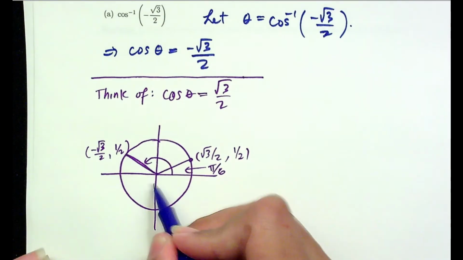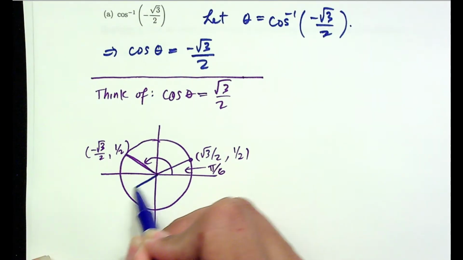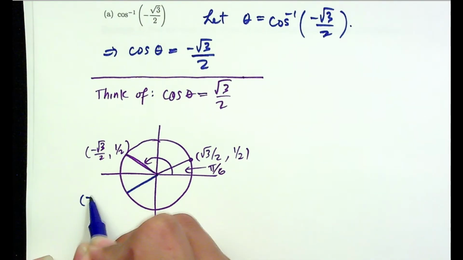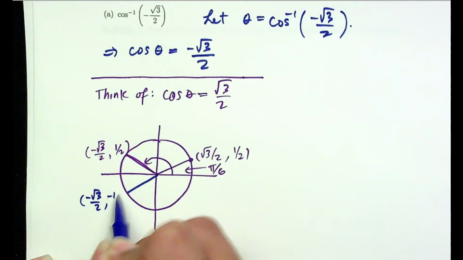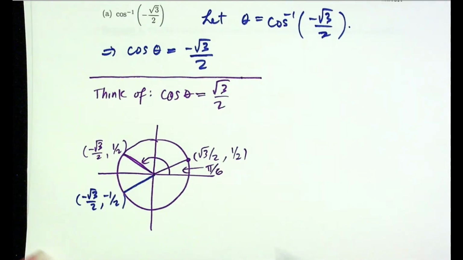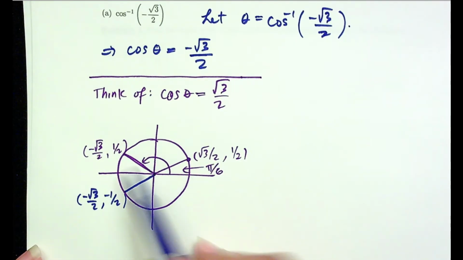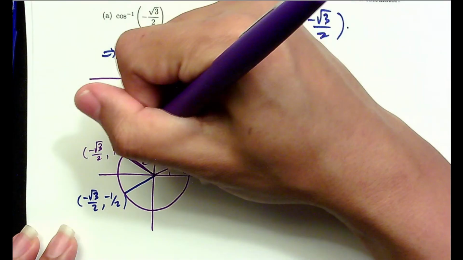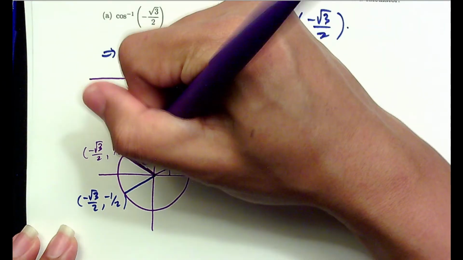There's another one that has exactly the same cosine, that one. The coordinates of that one are negative square root of 3 over 2, negative a half. So the cosine is the same, but I don't want that. I want an angle between 0 and pi. So the answer is indeed this angle right here. That's my answer.